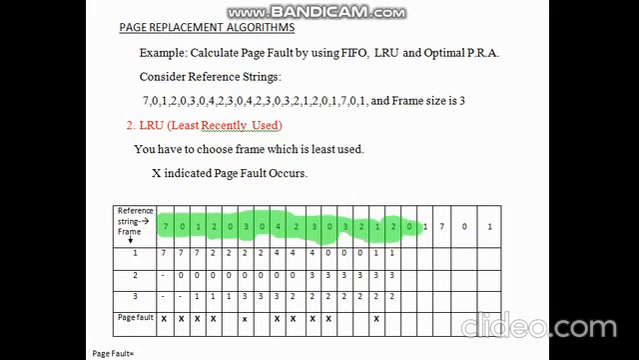Now CPU demands page number 0, and 3 is least recently used, so in place of 3, 0 will occur, and a page fault will occur. 0 and 1 will overlap on 0 and 1 respectively, so a page hit will occur. So now you can see by using the LRU algorithm, total page faults will be 12.